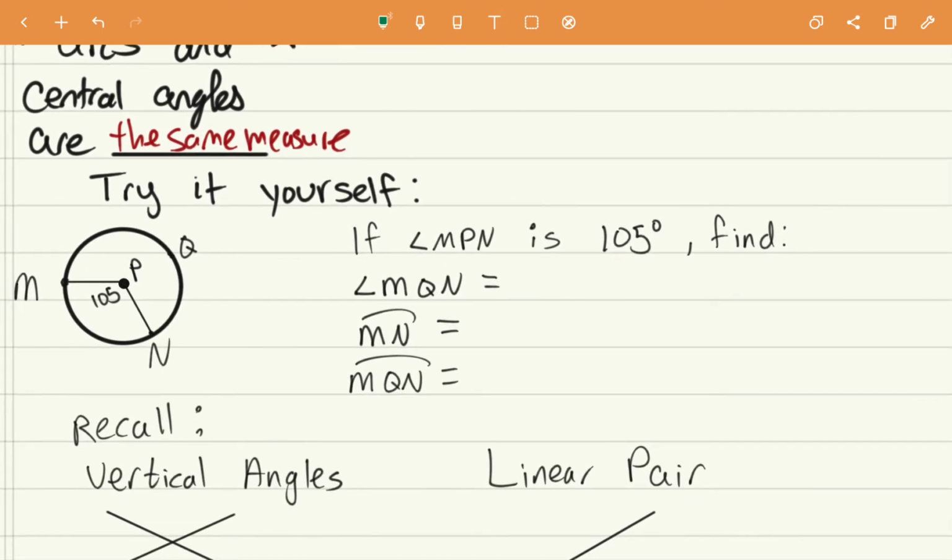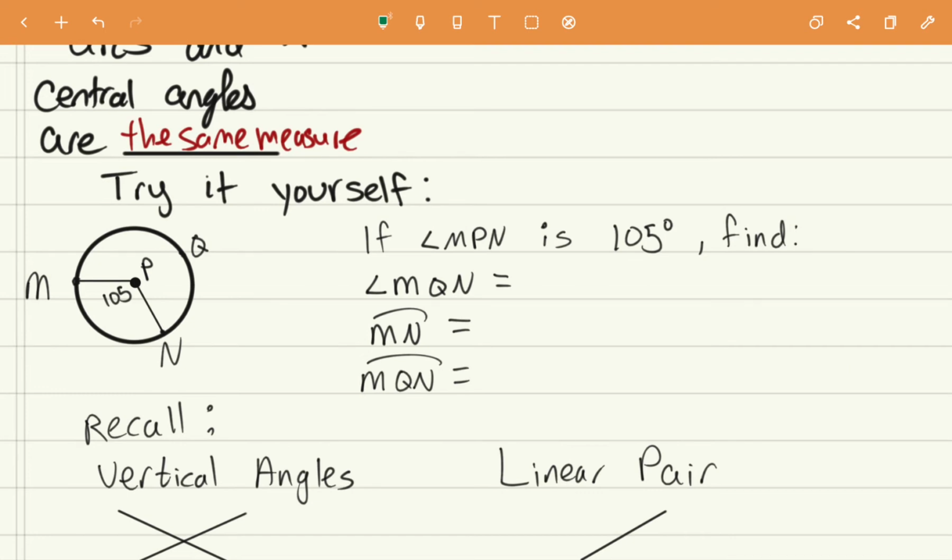So try this example yourself. Pause the video if you have to. Okay. So now we know that angle MPN, this one right here, is 105. We want to find MQN, arc MN, and arc MQN.